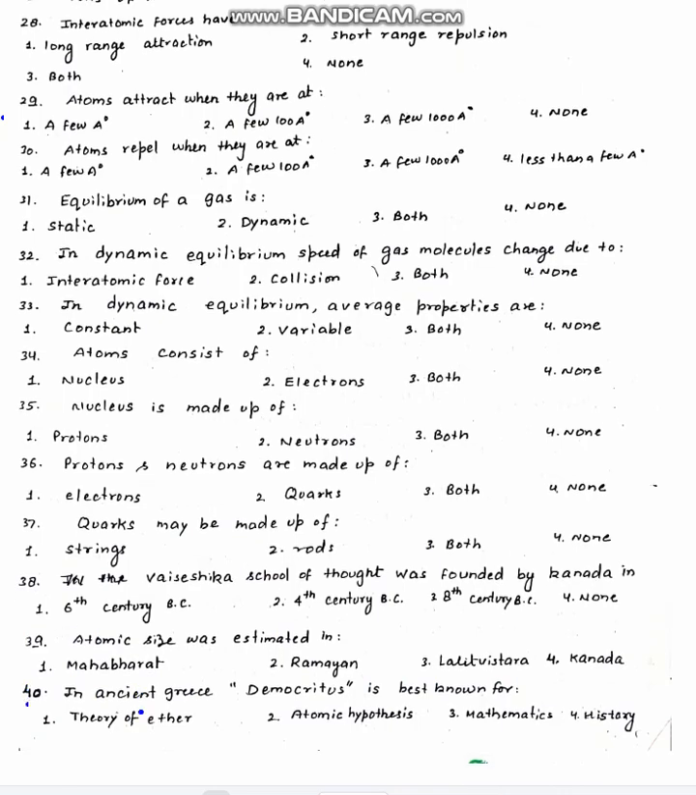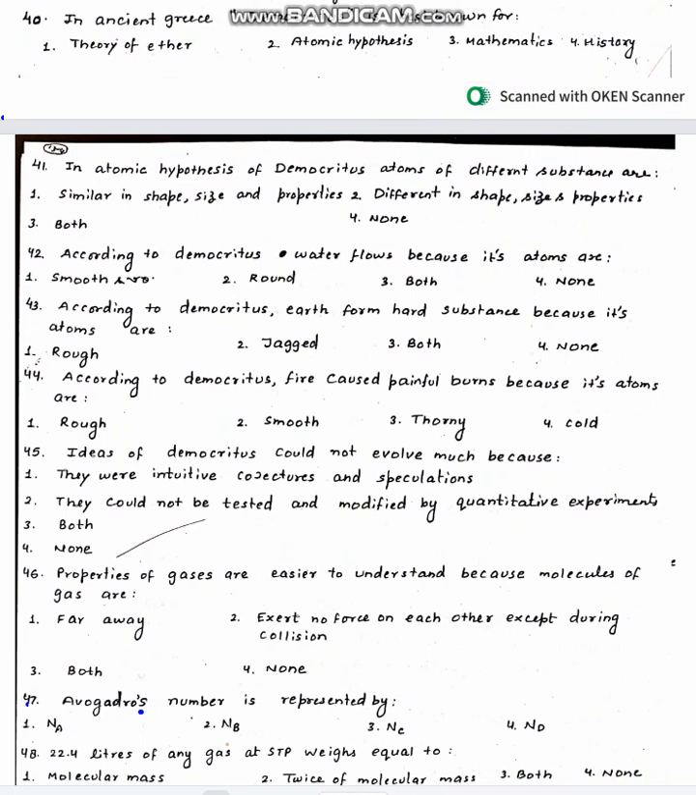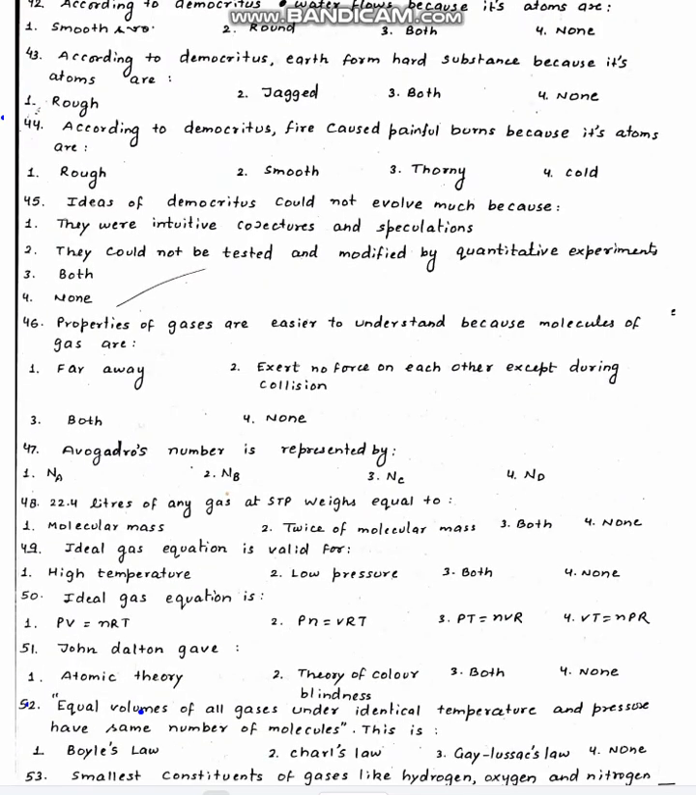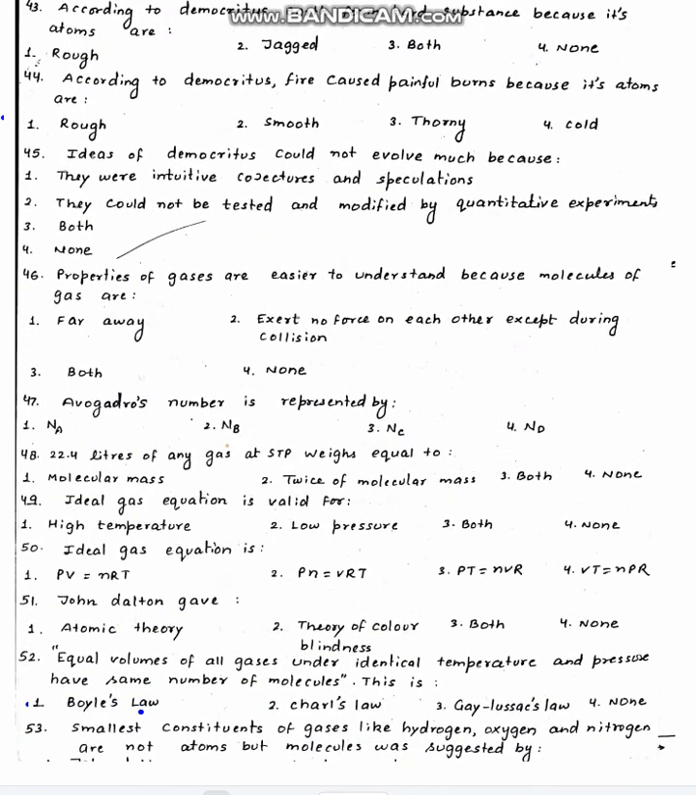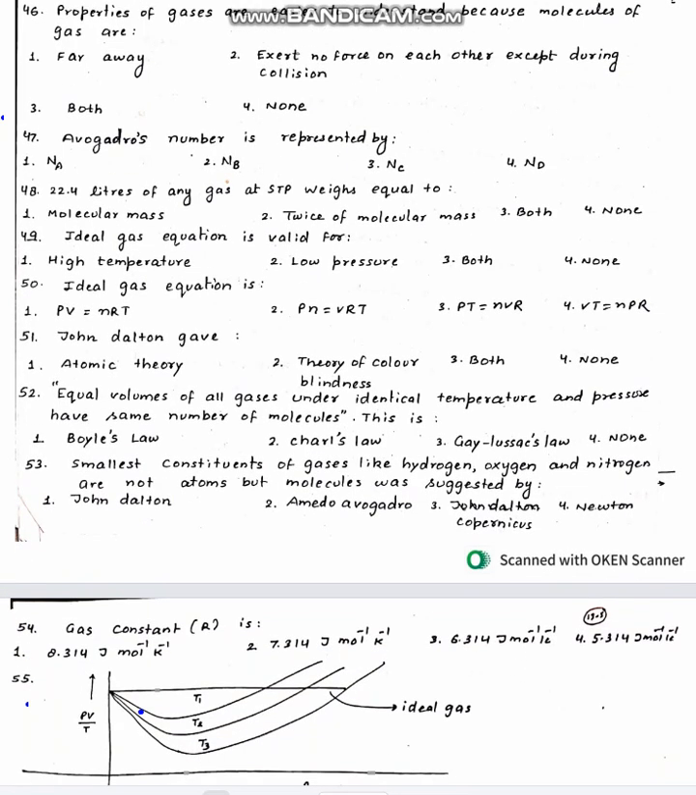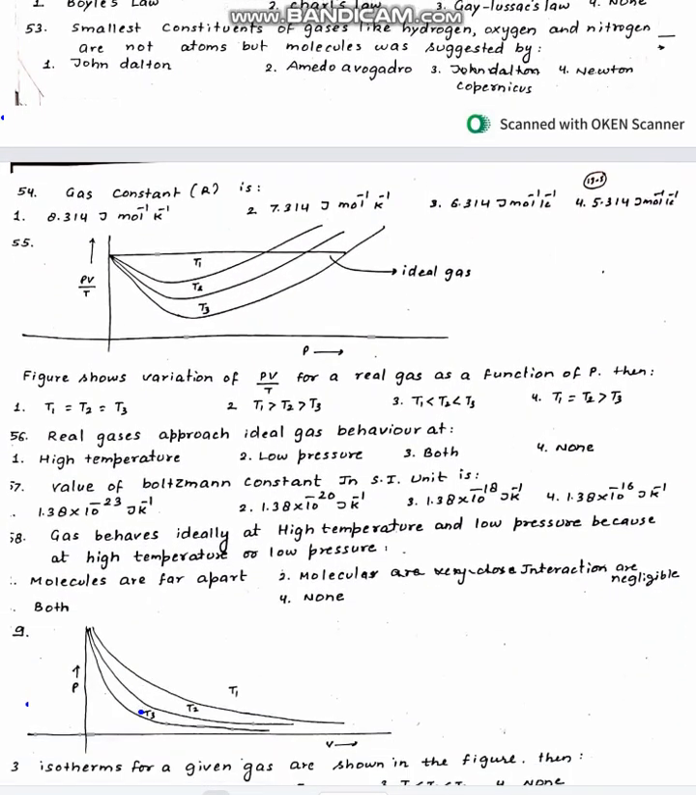Atomic size estimations. Democritus is known for the atomic hypothesis. Then fire caused painful burns. Then we have some concepts related to ideas of Democritus. Then properties of gases are easier to understand. Then Avogadro's number representation, ideal gas equation, John Dalton's theories, equal volume of all gases. Then small constituents were suggested by value of gas constant.